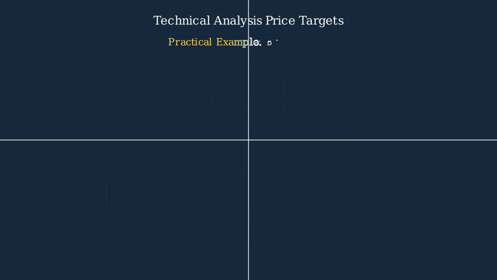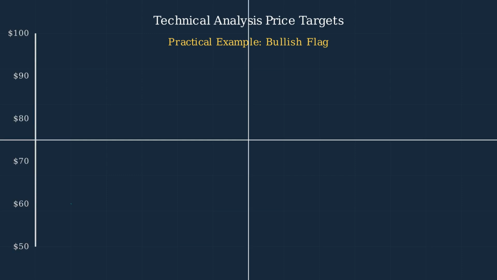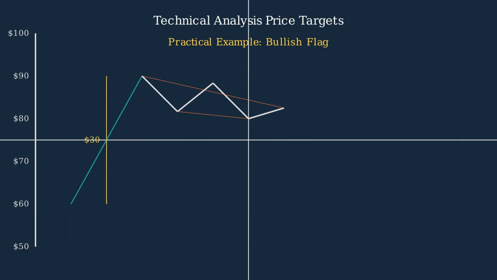Let's work through a practical example using a bullish flag pattern on a stock chart. Our stock started at $60 and made a strong move up to $90, forming a flagpole. Then the price consolidated in a flag formation, moving between $80 and $90. To calculate our price target, we first measure the flagpole height, which is $30.